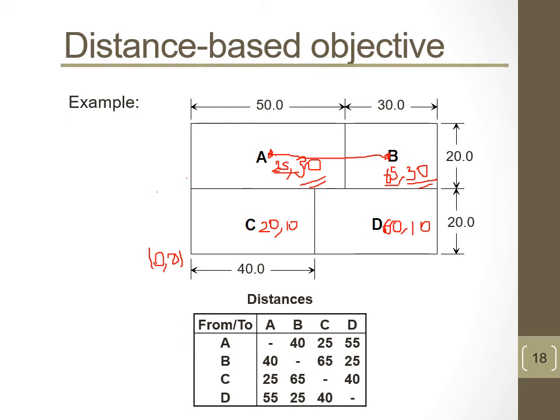Right? So what's the distance between A and C? The centroid of A is 25 and 30. The centroid of C is 20 and 10. So the difference in x coordinates is 5. The difference in y coordinates is 20. The sum of these is 25. So A and C is 25, and since it's symmetric, C and A is also 25. You can calculate all these distances in a similar way.